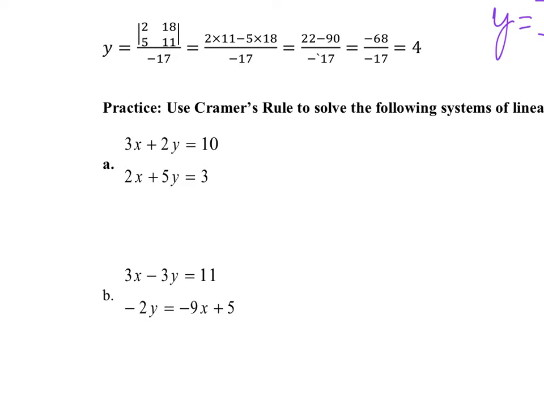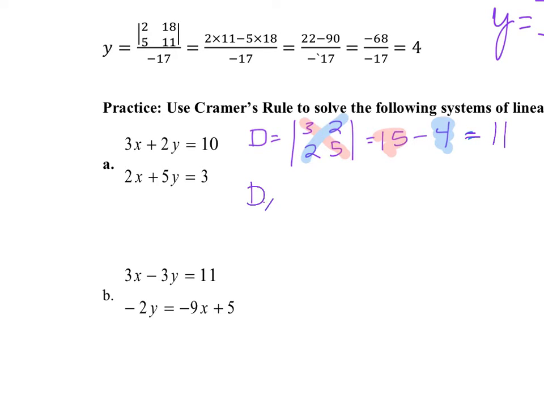All right, so what we're going to do is we're going to find all three determinants first. D. All right, that's the unchanged one. So I have 15 minus 4. 15 minus 4 is 11. All right, now we find d sub x.